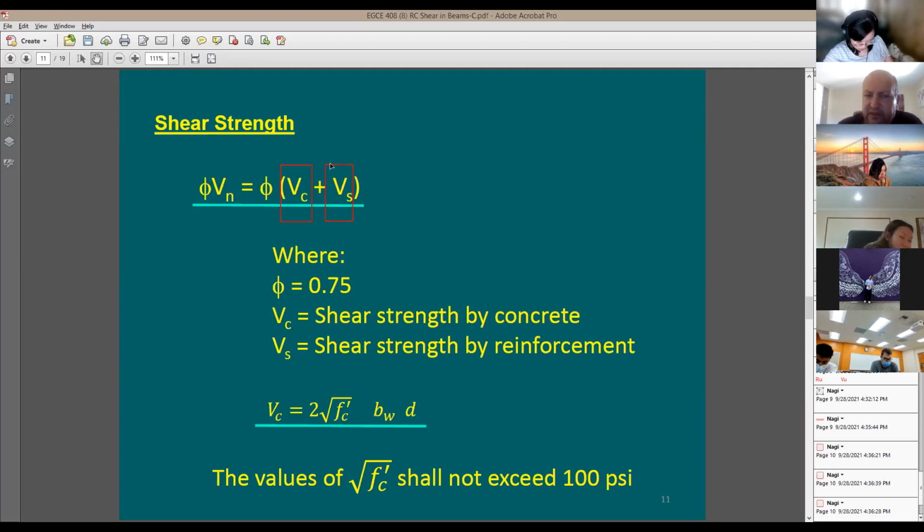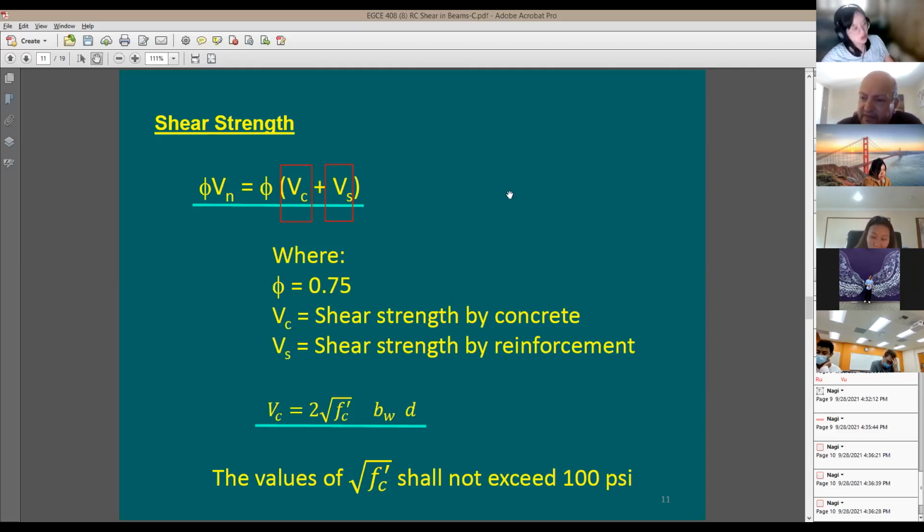And of course, your answer is going to be in kips. This is not kip-foot. Kip-foot was good only for moment. Now we're talking about force, so it's going to be only in kips. Your phi factor for both components is going to be equal to 0.75. So it's good, we have it. There is no chart to find this out, or there is no change in the phi factor when it comes to shear. It's going to be only 0.75.